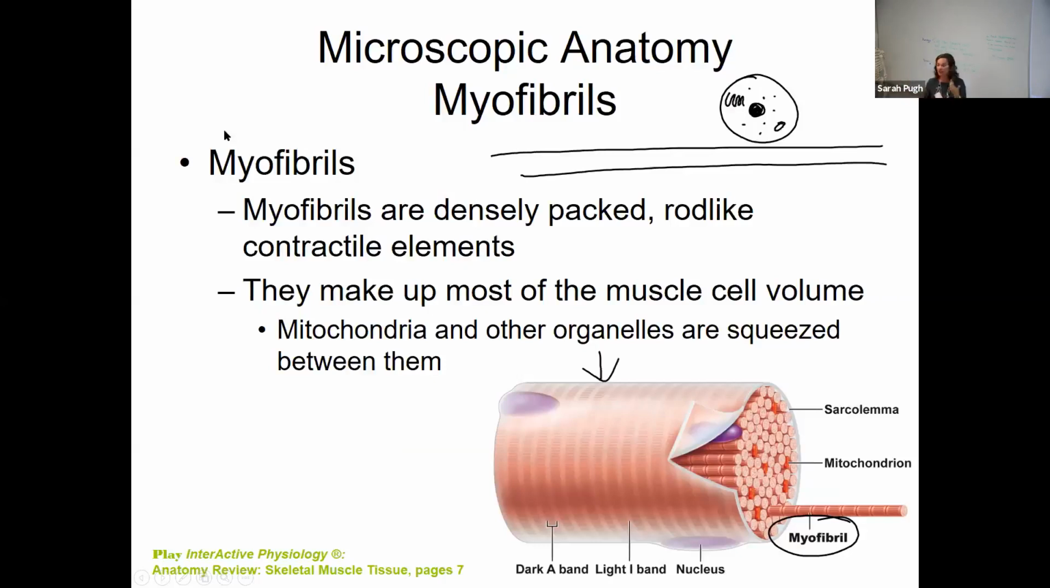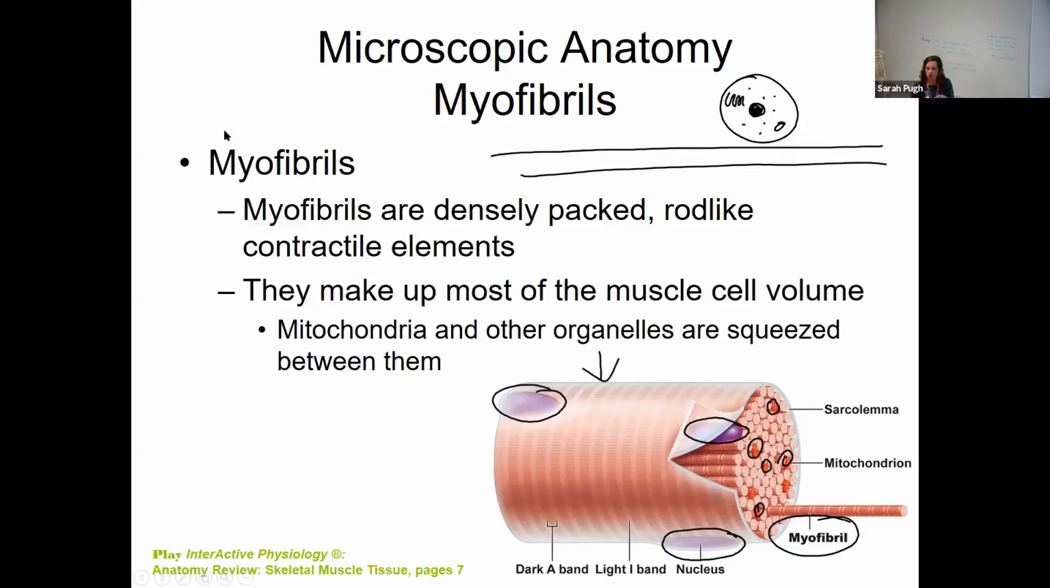Now, you're still going to have all those organelles that we talked about. You still have nuclei. You see the nuclei right here? Remember, we have multiple nuclei in skeletal muscle. You still have mitochondria. You still have ribosomes. You still have all those structures. But what happens is they kind of squeeze in where they fit.